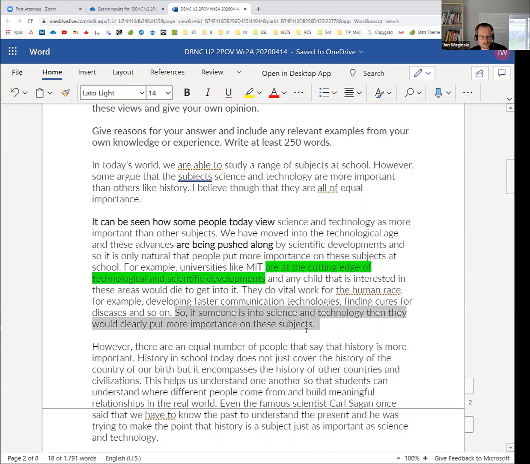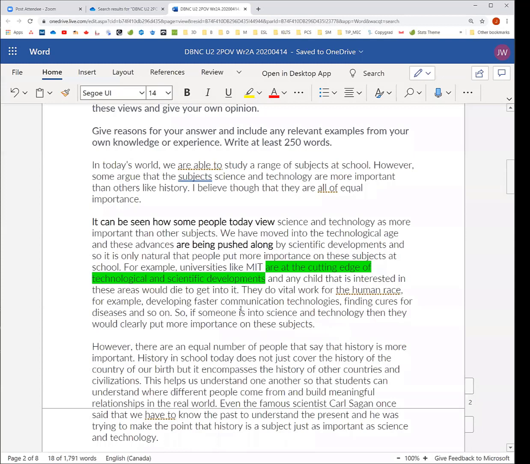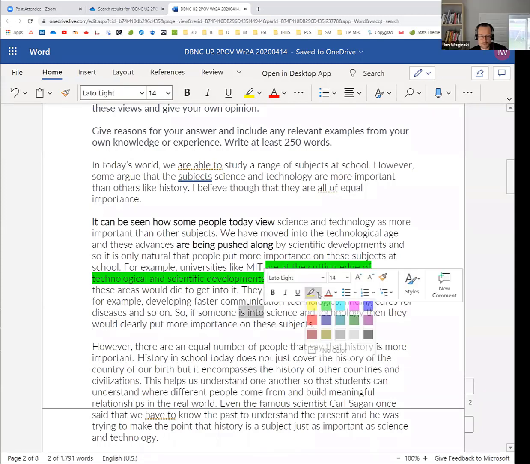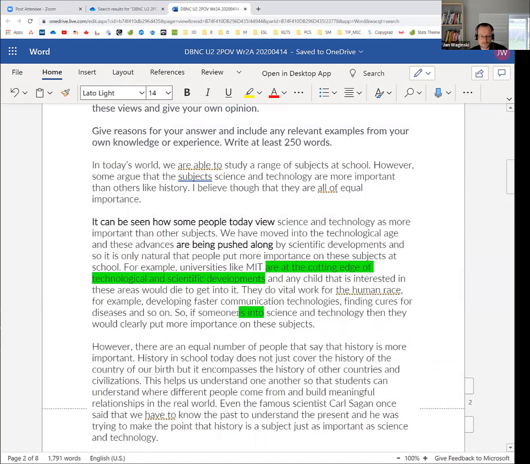There's some really good but simple vocabulary in here. What's a synonym for being interested or being passionate about? What's a synonym in this sentence? If someone is into. Yes, is into. This is considered advanced vocabulary. All right, any other questions about this paragraph?